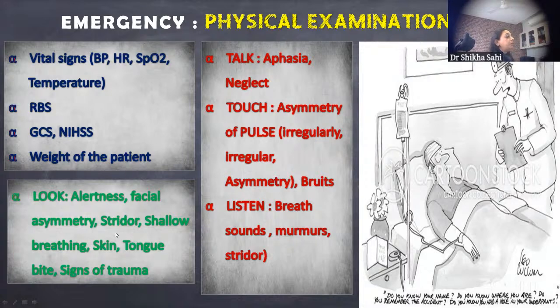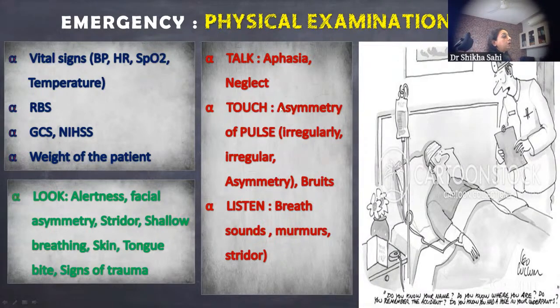So examination, when you look at this patient, look for his GCS, facial asymmetry, whether there is loss of airway leading to stridor, shallow breathing, tongue bite, signs of trauma. So when we are talking to this patient, you should assess for aphasia and neglect.